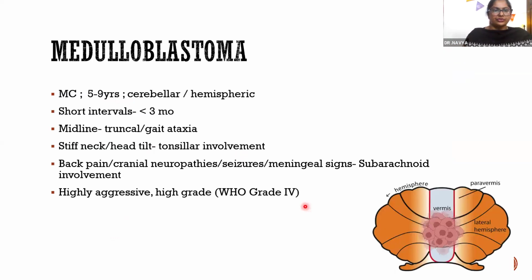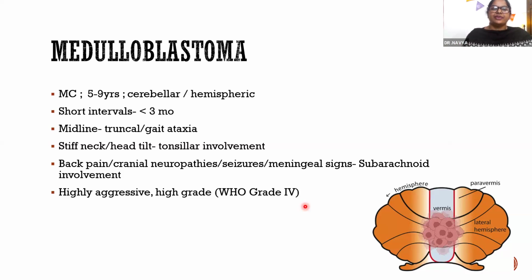So posterior fossa tumors, I will start with initially the theory part and then also add on the images. The most common one usually happens at 5 to 6 years. It can be cerebellar mostly and also hemispheric. It presents very rapidly, progressing in less than 3 months. And if the lesion is midline, you have this truncal or gait ataxia.